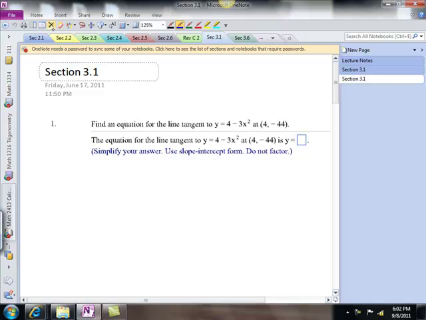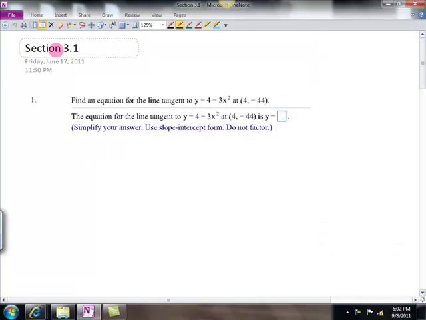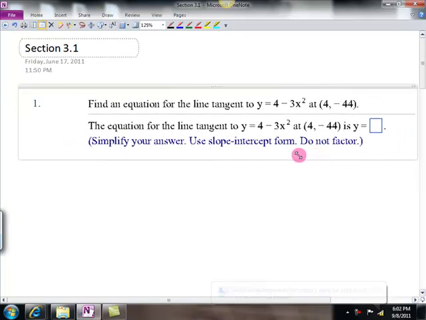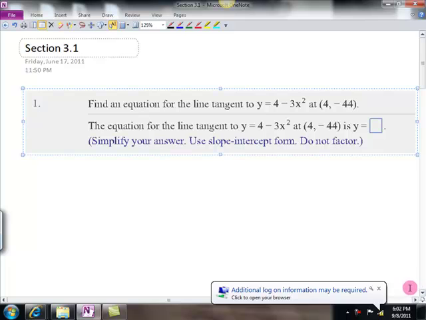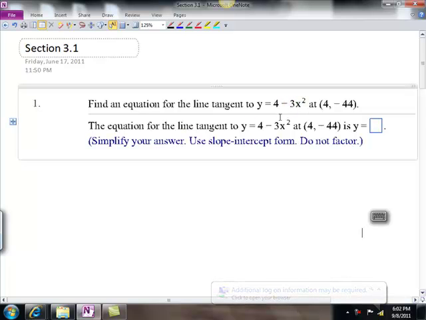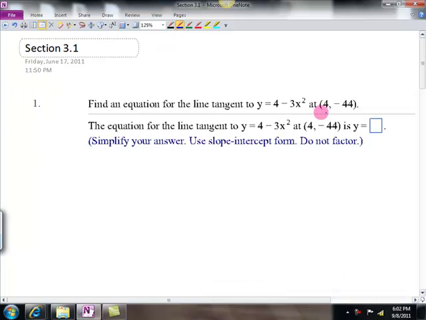So let's look at the problems for 3-1. I can get that going. And is that big enough? Can you guys see that? Now you can. Okay.